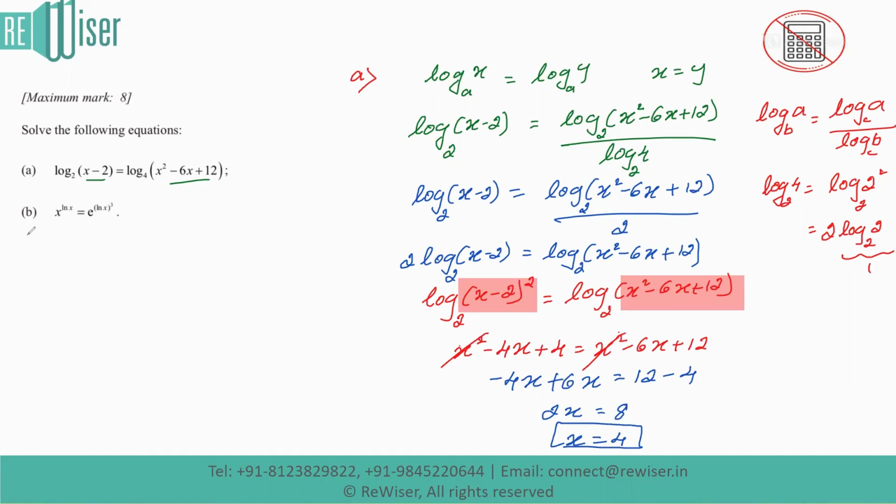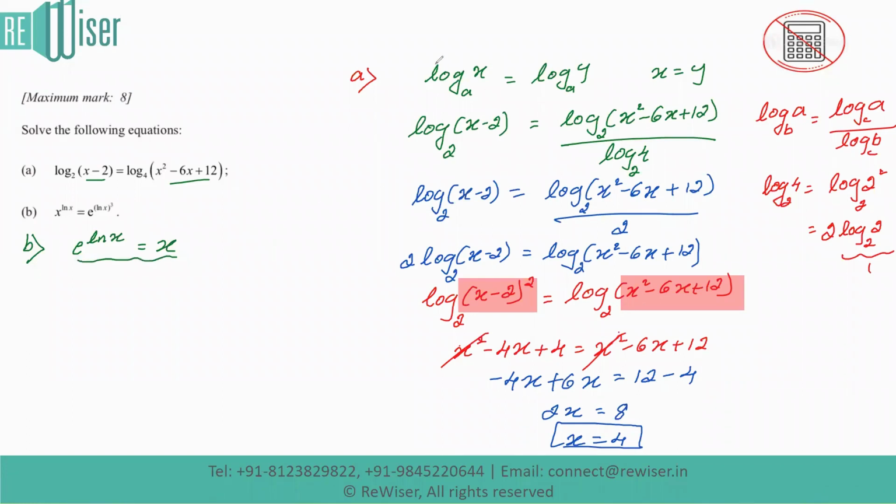Now, if I talk about part B, we are talking about x to the power of ln x is equals to e to the power of ln x whole square. Now we also know that e power ln x can be written as just x. So whenever we have e power ln x, that's just going to be x. So now if I have e to the power of ln x whole cube, let us keep this thing in mind.